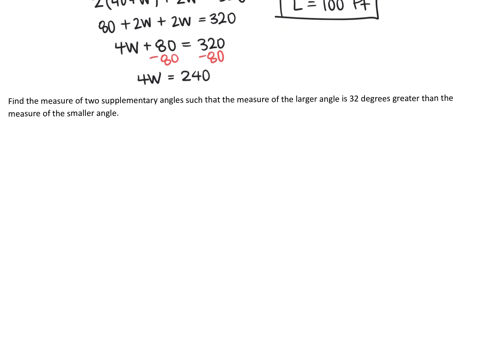Next, we're going to take a look at a geometry example. So we want to find the measure of two supplementary angles such that the measure of the larger angle is 32 degrees greater than the measure of the smaller angle. So here I'm going to use x and y again. So I'm going to let x be the smaller angle. And I'm going to let y be the larger angle.